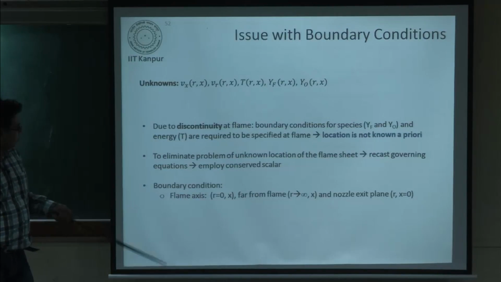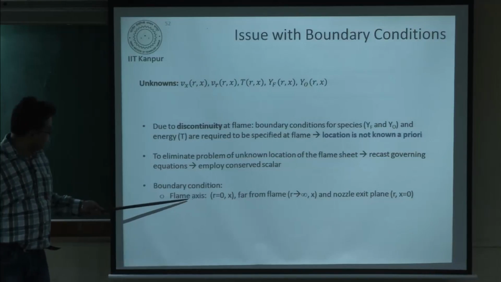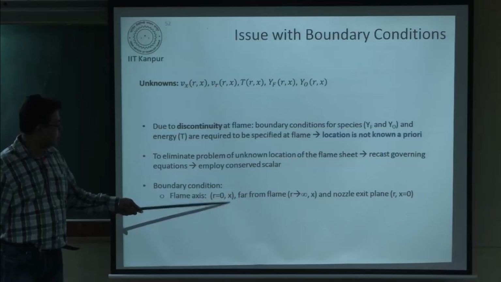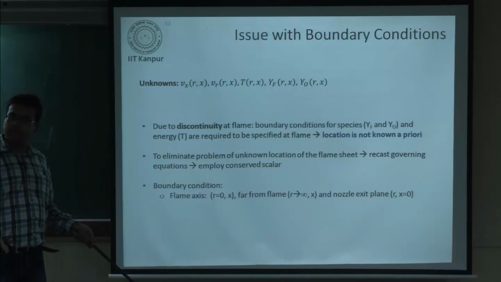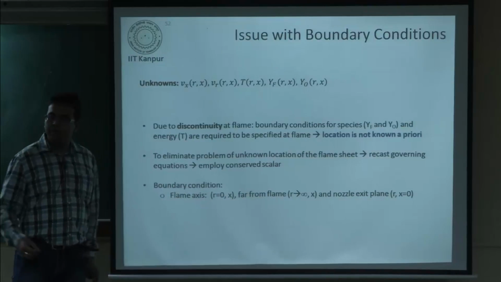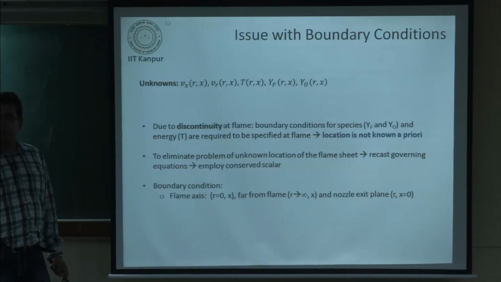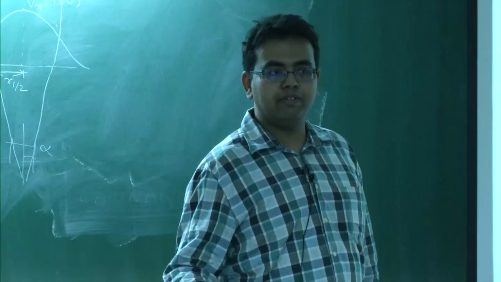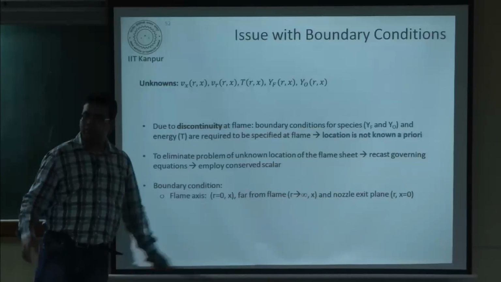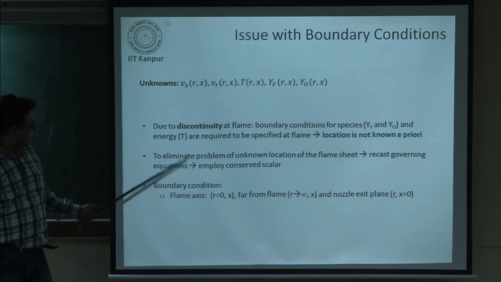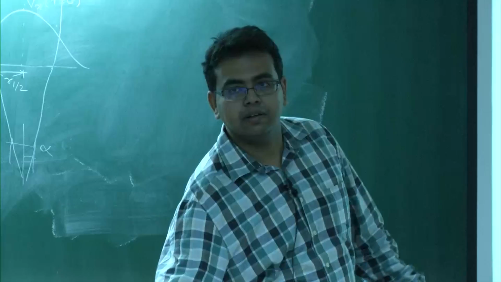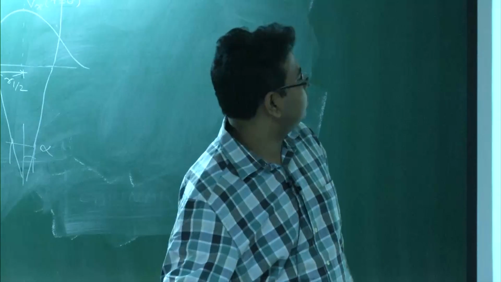But we have the other boundary conditions, right. At the flame axis, r equal to 0 at any x location, we know this axisymmetric condition will be applying, and then far from the flame, that is r tends to infinity, we know what the boundary condition is. There you will only get the oxidizer and the velocity will be 0, right. At the nozzle exit we know the top hat profiles, but at the flame surface there is a problem. So now we need to do some other trick to come out of this, okay.